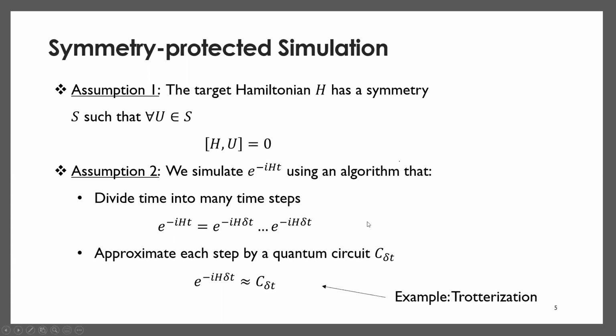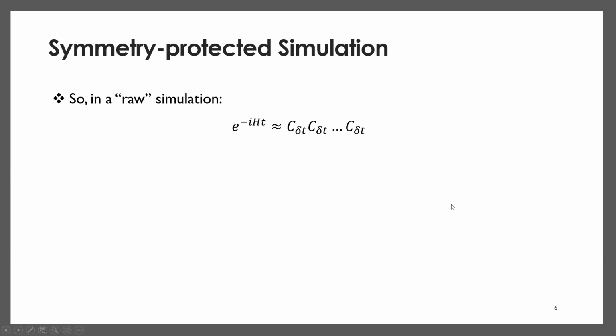An example of such an algorithm is the first order Trotterization, where we divide time into many small time steps, and in each small time step, we approximate the evolution under the Hamiltonian by the evolution under each term of the Hamiltonian. And that's what we call a raw simulation, where we just repeat the same circuit many times.